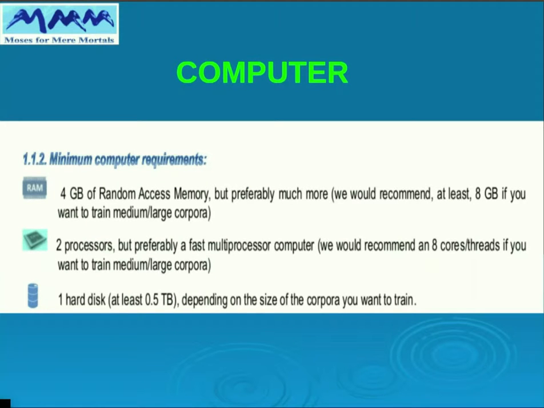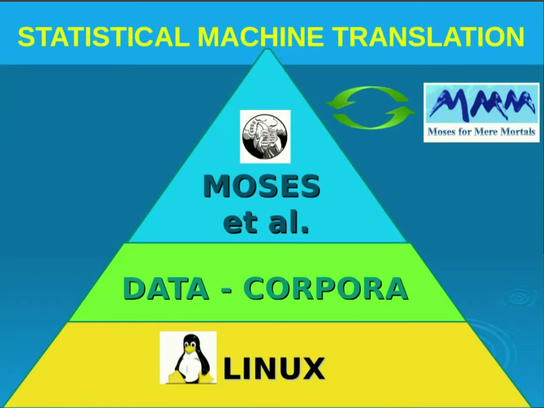So the first thing you need is, of course, a computer, and these are the minimum requirements. Of course, if you just want to run the demo or try it with a very small corpus, you can do it in any computer with the Linux operating system. But if you really want to train corpora with millions of segments, you will need some computer capacity. So this is the pyramid of what you need to use Moses for Mere Mortals.